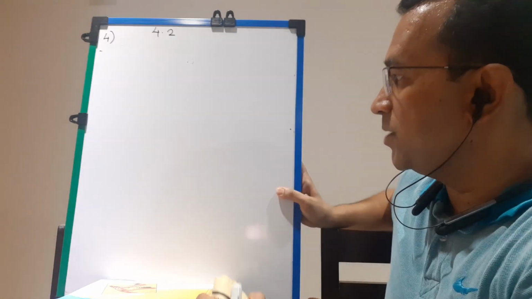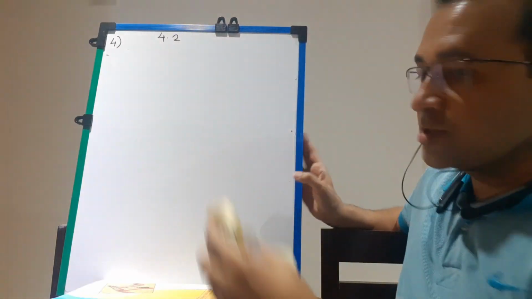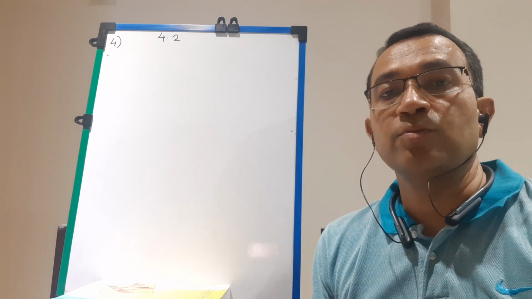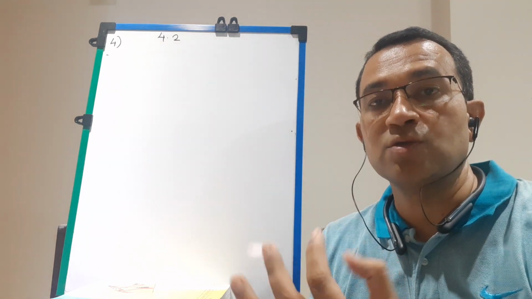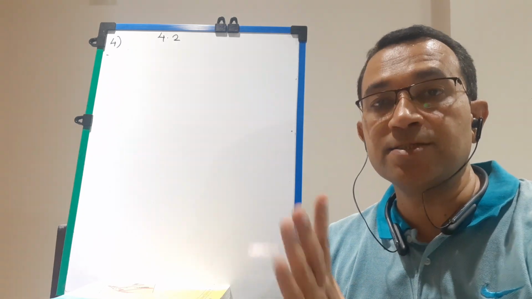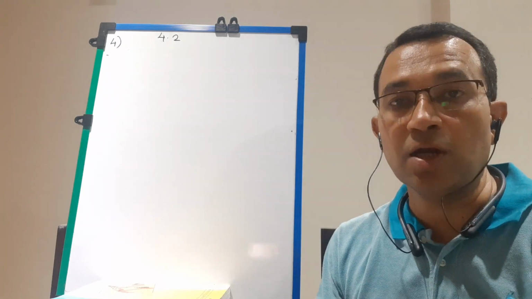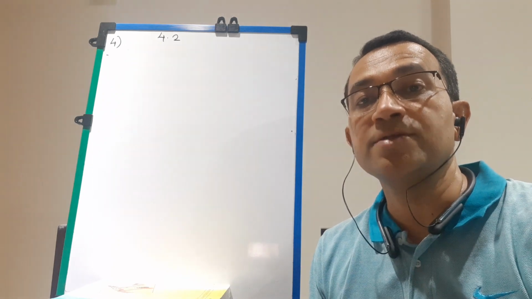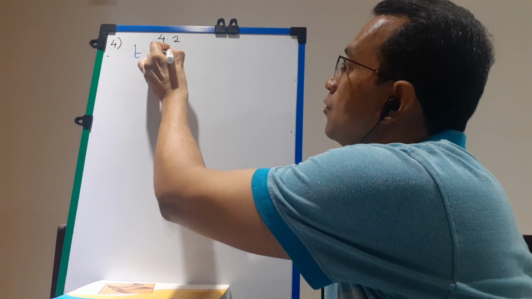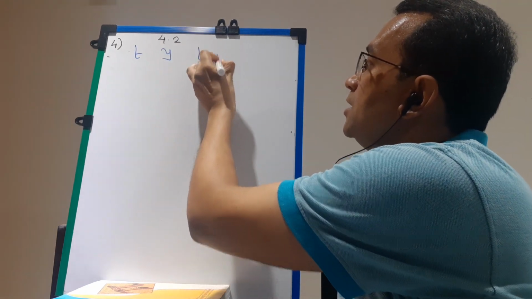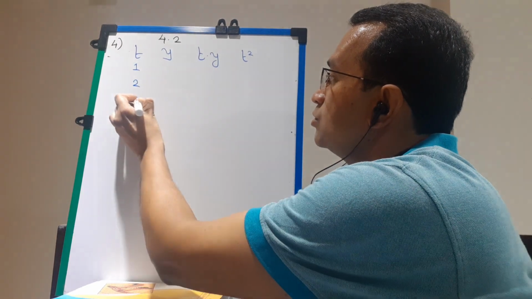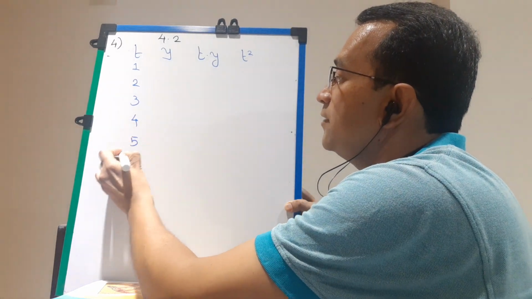Okay, students, now please all of you concentrate. In the table I told you, students, we are always going to make only 4 columns, and those columns are T, Y, T into Y and T square. These are the universal columns, students, in this type of sums. The values of T are 1, 2, 3, 4 and 5.